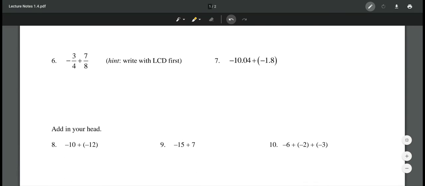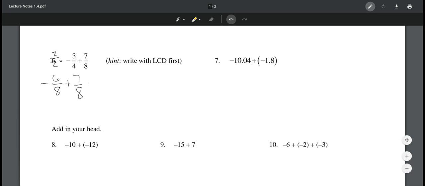So in number 6, we are going to find a common denominator first. So the common denominator between 4 and 8 is 8. So I need to multiply the first fraction by 2 over 2. So that would be negative 6 over 8 plus 7 over 8.